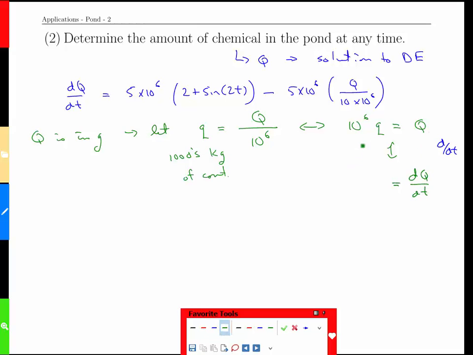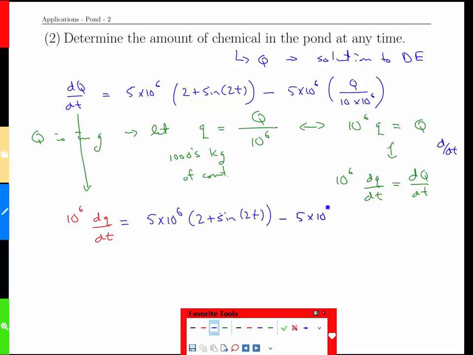That derivative, we just have a constant, is going to be a scalar of the derivative of q, little q dt. And so we can replace what we have in our equation, capital Q's derivative, with little q's derivative with a multiplier. And so when we do that, let's do that in red here. We have 10 to the 6 dq dt. That's taking that derivative across. Then equals 5 times 10 to the 6 doesn't change. 2 plus sine of 2t doesn't change. Minus 5 times 10 to the 6th.